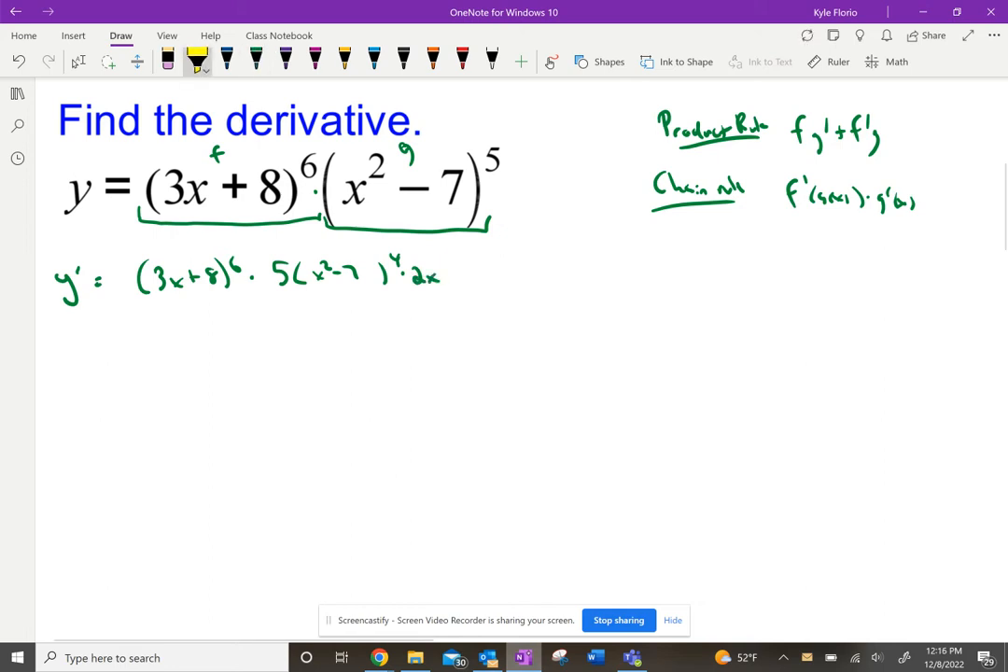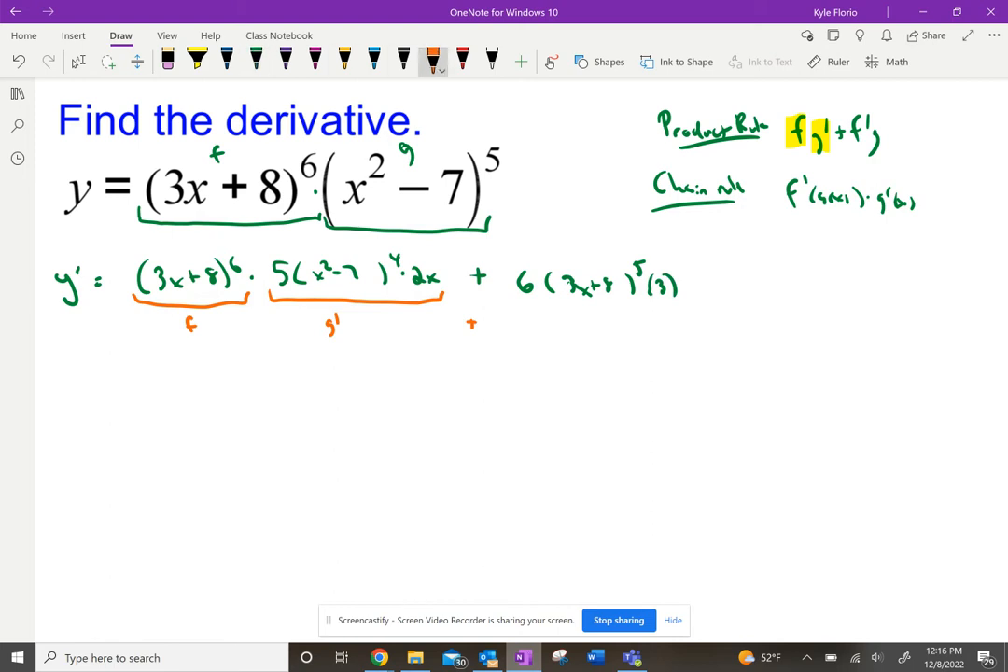So what we just did is the f g prime part. Plus, now I do the derivative of the first function times the second. This is like the f prime g part. The derivative of the first part, 3x plus 8 to the 6th, I've got to use the chain rule again. It's something to the 6th, so it's going to be 6 times that something to the 5th, that something being 3x plus 8, times the derivative of the 3x plus 8 part, which is just 3.